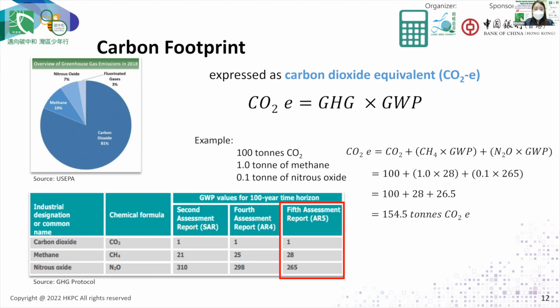And when we calculate the carbon footprint, here is an example. When we have activities that emit CO2, methane, and nitrous oxide at the same time, we can calculate the CO2e by multiplying the amount of each gas by its GWP, so that we can sum up the emissions to get the total CO2e and know the carbon footprint of the specific activities.